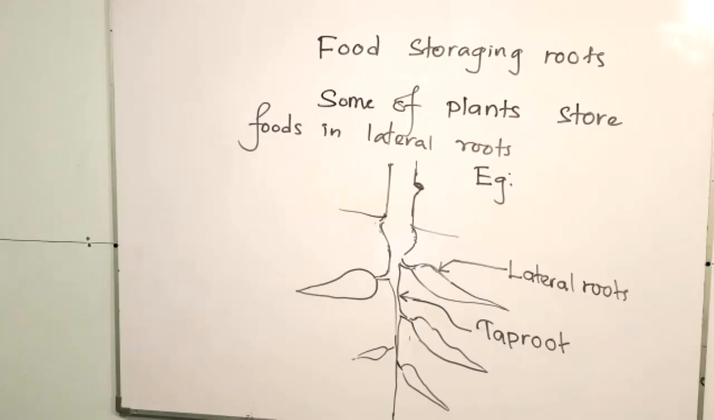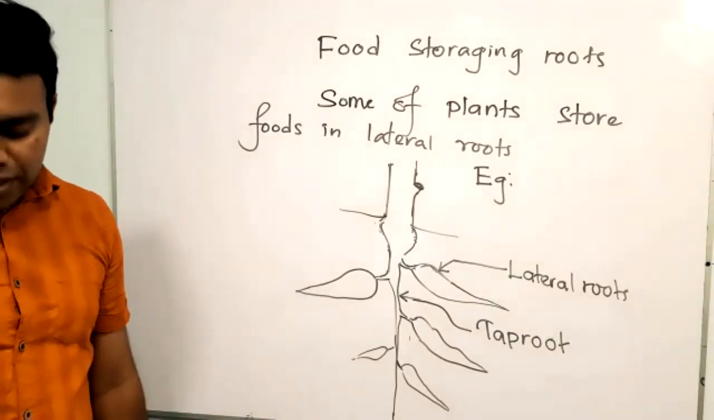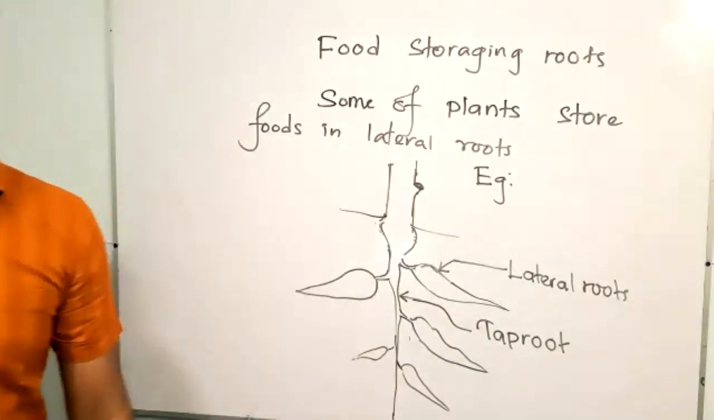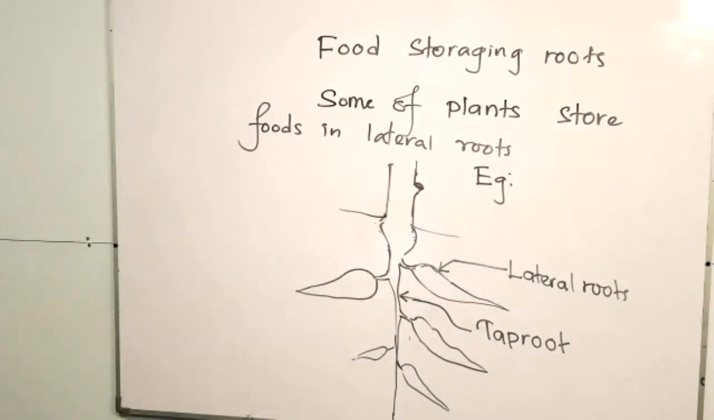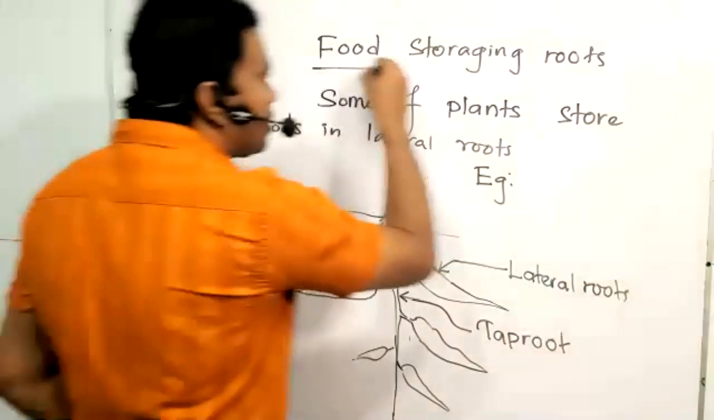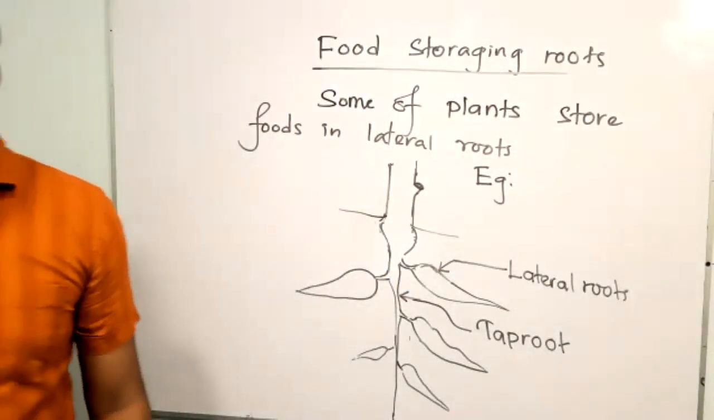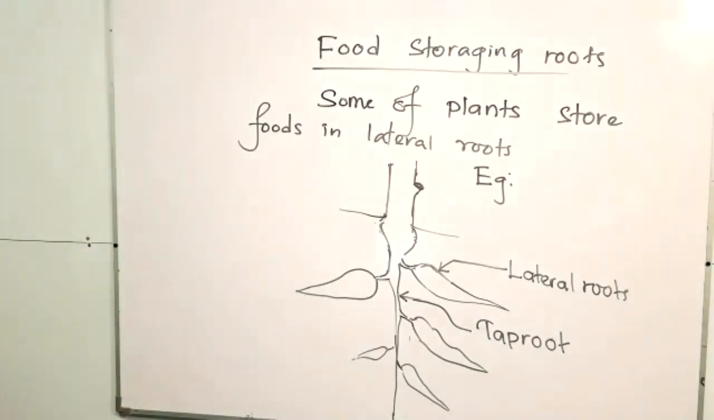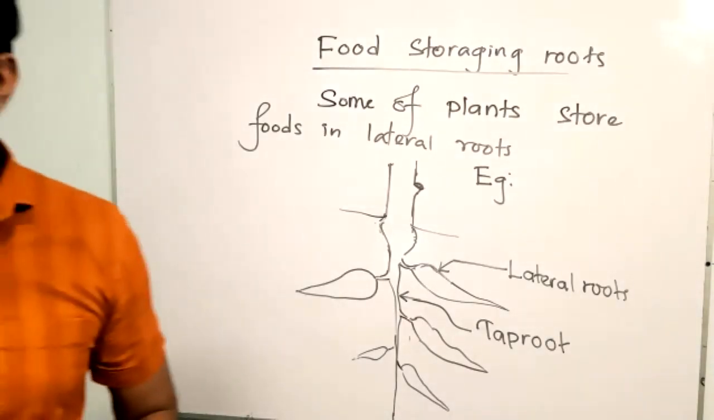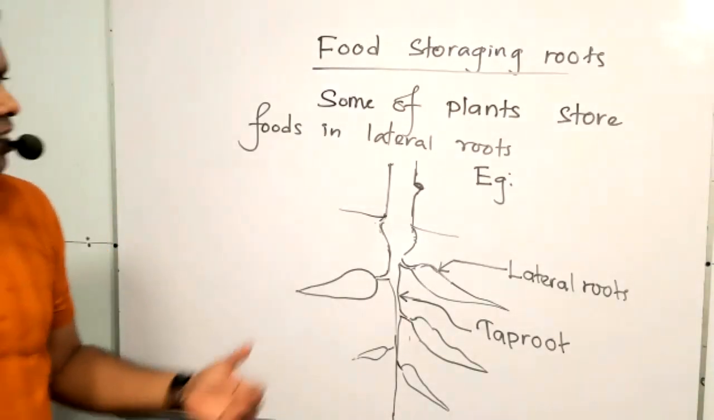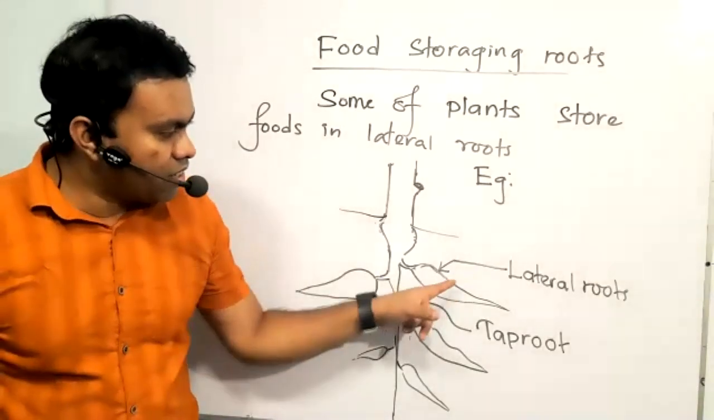Nishara, finish the drawing. Son, have you finished drawing? Yes, sir. Okay, good. So I have completed food storage in roots. Is there any question? Oshan: No, sir, I haven't finished my writing. So this is a lateral root.